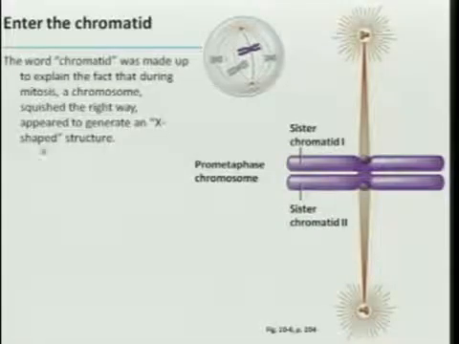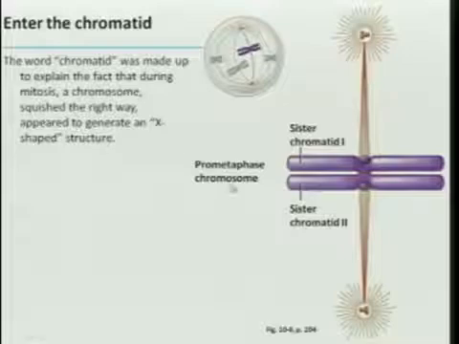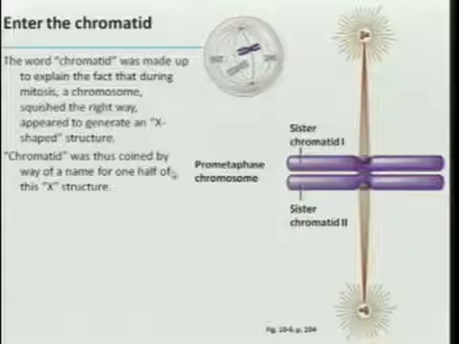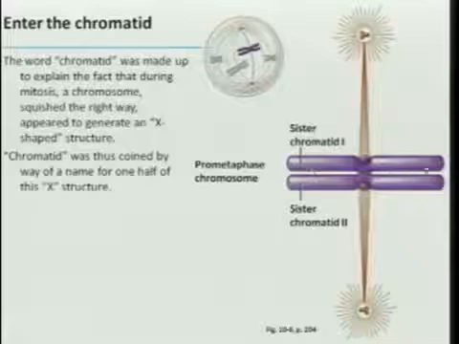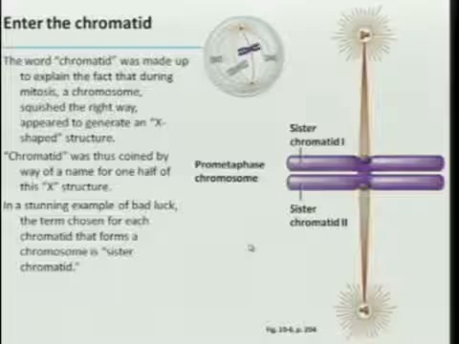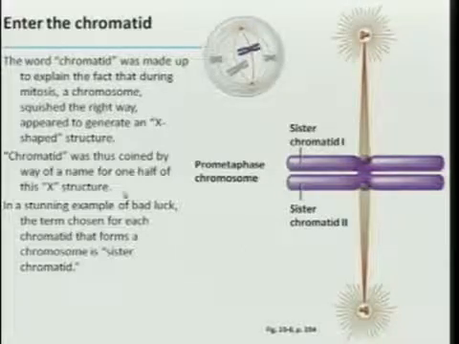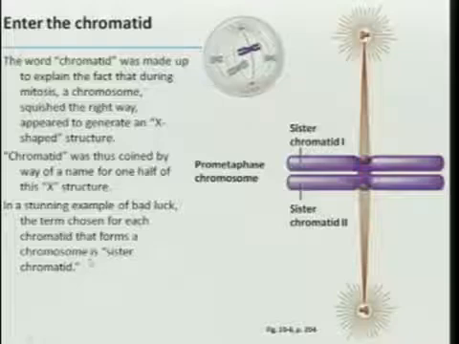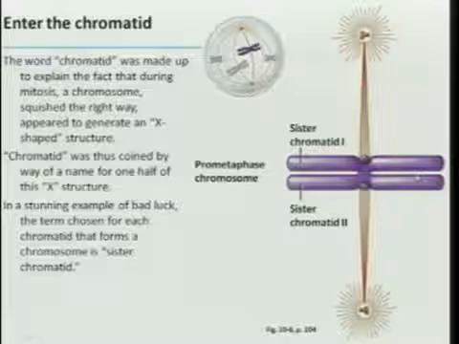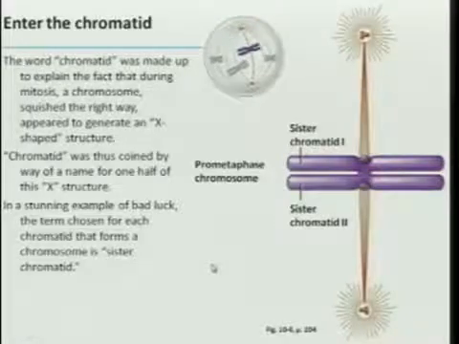It was made up to explain the fact that during mitosis, a chromosome squished the right way appears to generate an X-shaped structure. And this is a picture from your book, March 2012. Chromatid was thus coined by way of a name for one half of this X structure. So there is a chromatid and there is a chromatid. In a stunning example of bad luck that will haunt biology for the rest of its existence, the term chosen for each chromatid that forms a chromosome is sister chromatid. So, folks, I give you sister chromatid number 1, and I give you sister chromatid number 2.